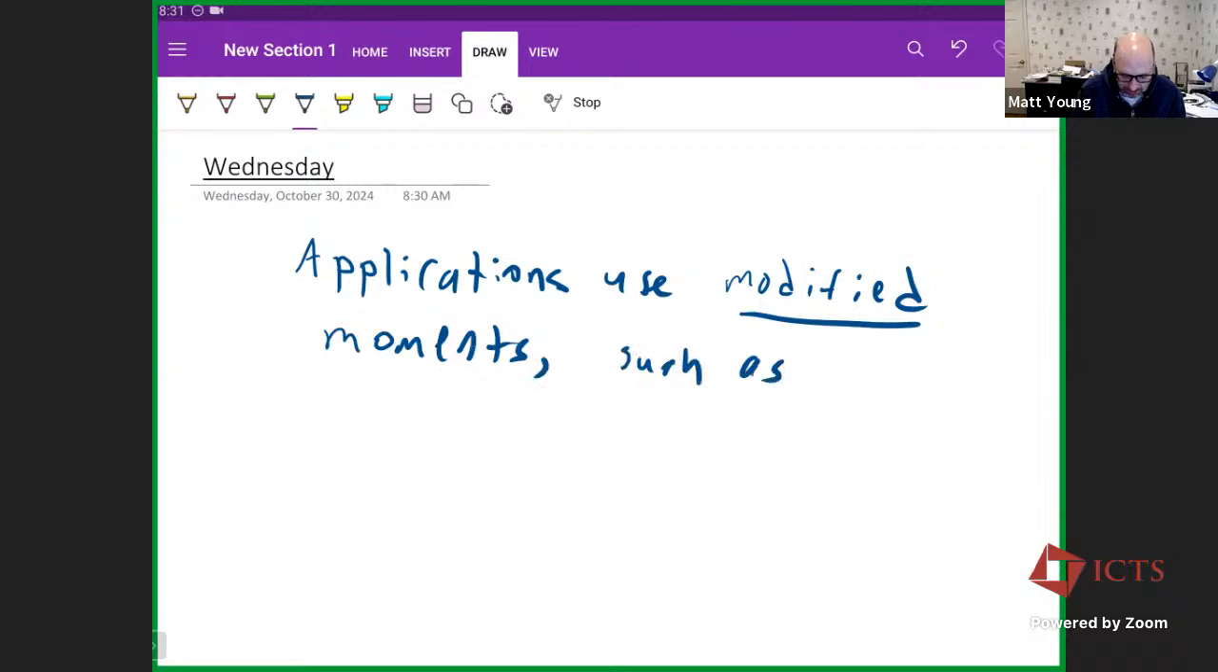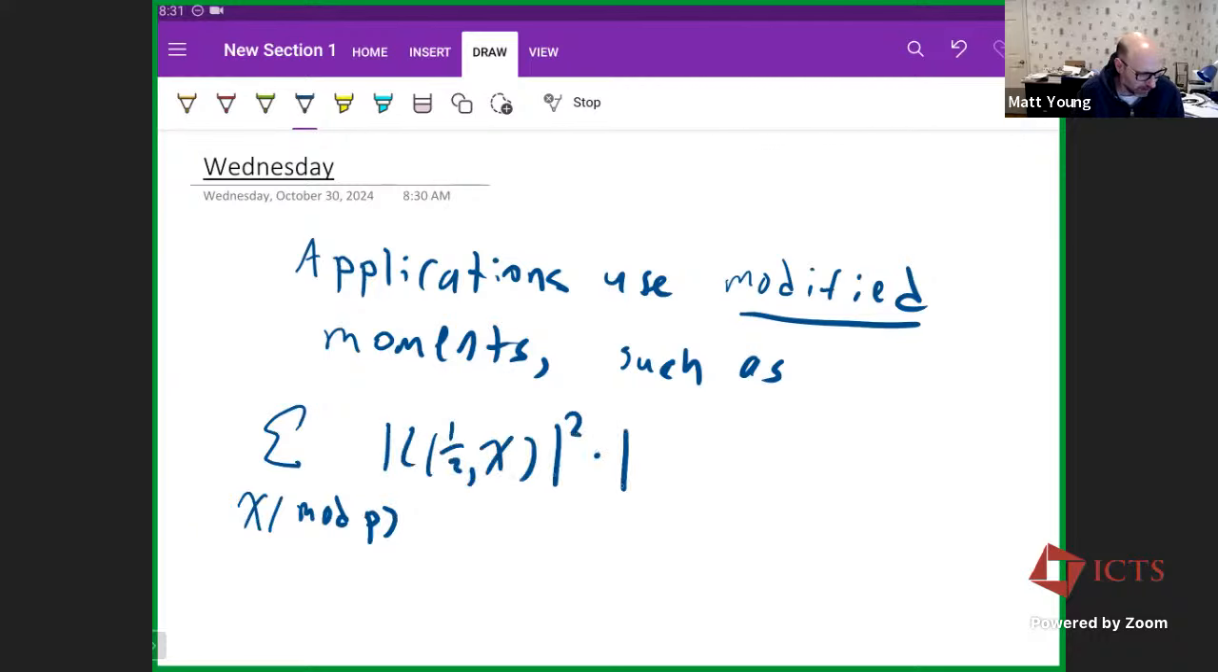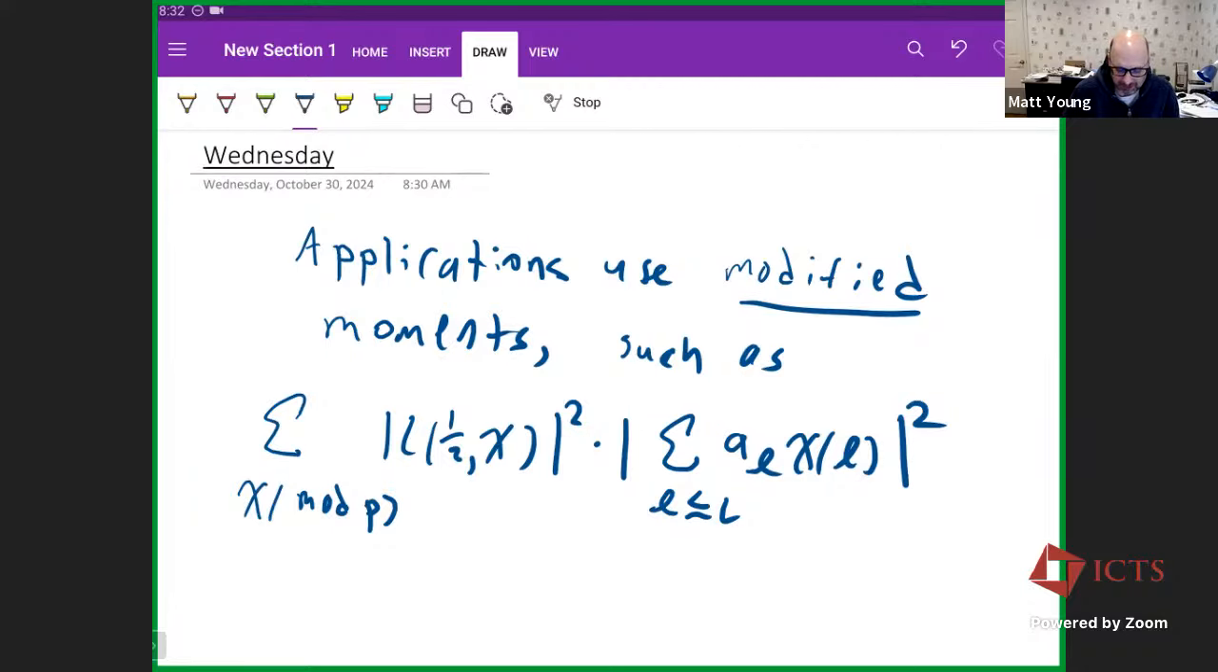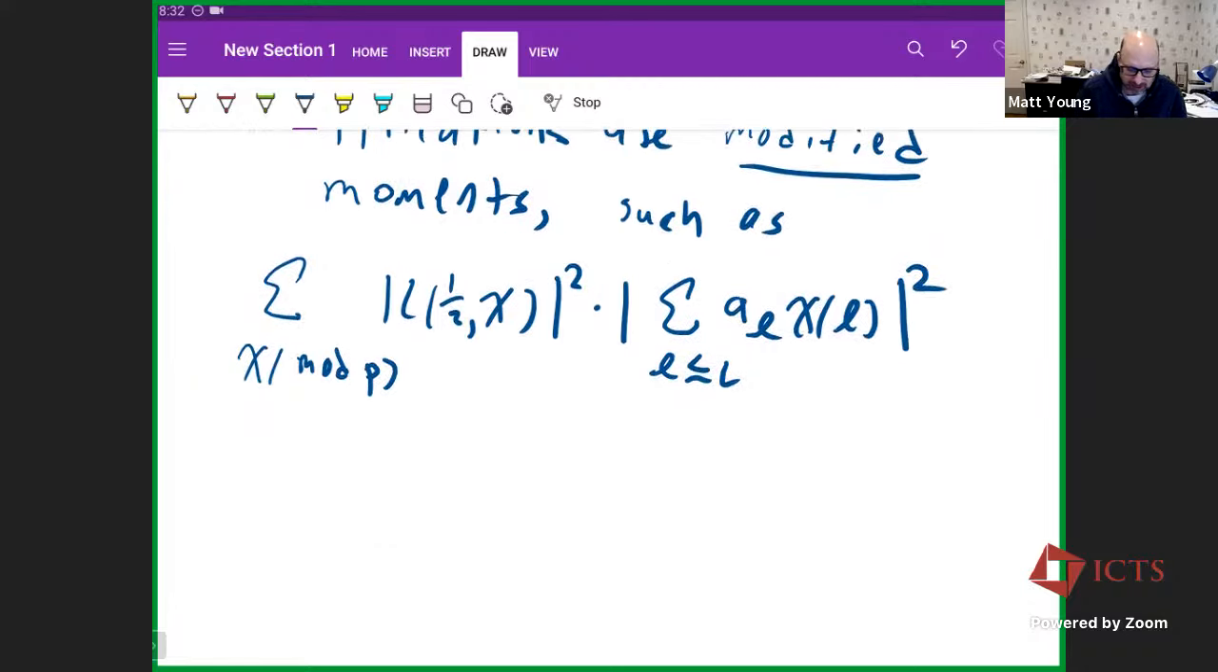Such as, for the example of Dirichlet L-functions, let's look at the second moment, but then we're going to multiply by some sort of extra sum with some coefficients. So we multiply by a sum over l, let's say, with coefficients a sub l times chi of l. So this is a modified moment, and this is a finite Dirichlet polynomial.